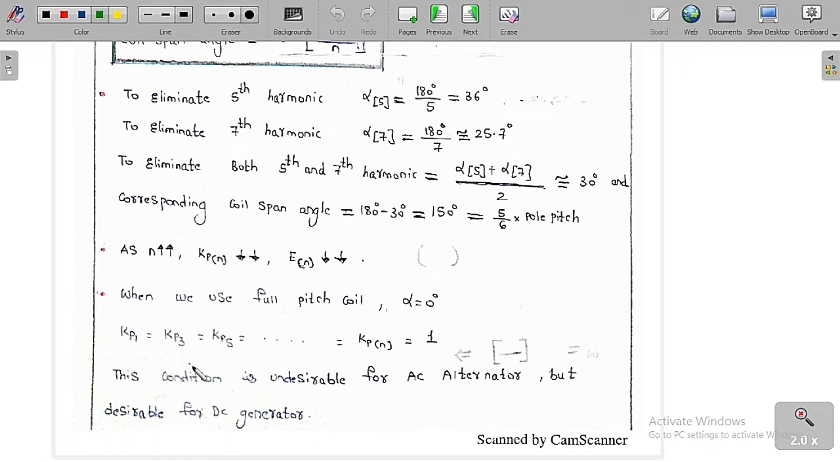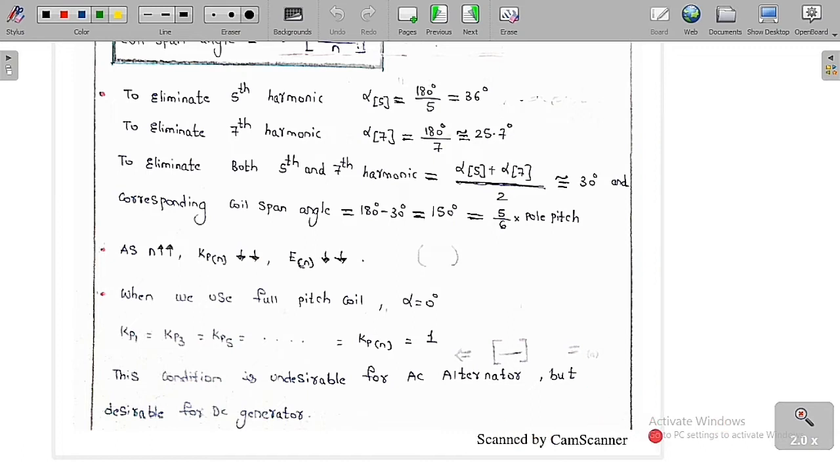This is the important condition for the alternator. Never use the full pitch winding for an alternator; only use the short pitch winding for an alternator. This is the reason behind it. But the full pitch winding is desirable for a DC generator. In a DC generator, we go for the full pitch winding. This is a very important point. I have already told you, in a DC generator we have to use the full pitch winding, whereas in the AC generator we have to use the short pitch winding. Because in full pitch winding, all the harmonics are going to be present. In a DC generator, if you use the full pitch winding, all the harmonics are going to be present in the unidirectional.